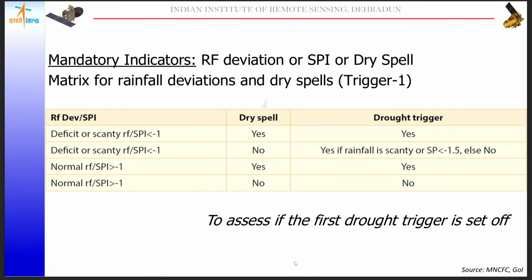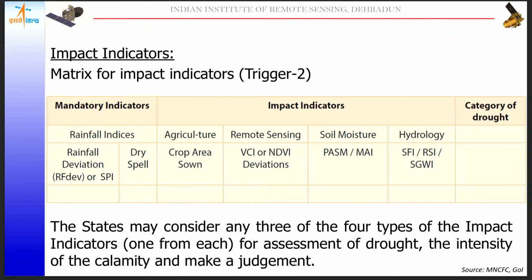If the first drought trigger condition is set off, they then go for the computation of impact indicators. What are the metrics of the impact indicators as given here? Basically, in agriculture they assess how much area is occupied by crops, and based on that, what is the potential region where a significant impact may be there on crop growth and development. So crop area is considered in the impact indicators. Further, they use remote sensing derived information, which is VCI or NDVI deviation. How much VCI or NDVI deviation is there? On that basis, they define the situation of the crop and crop growth in the specific area.